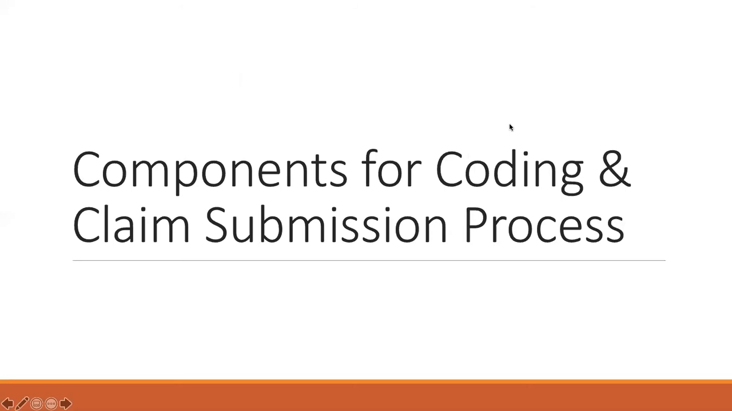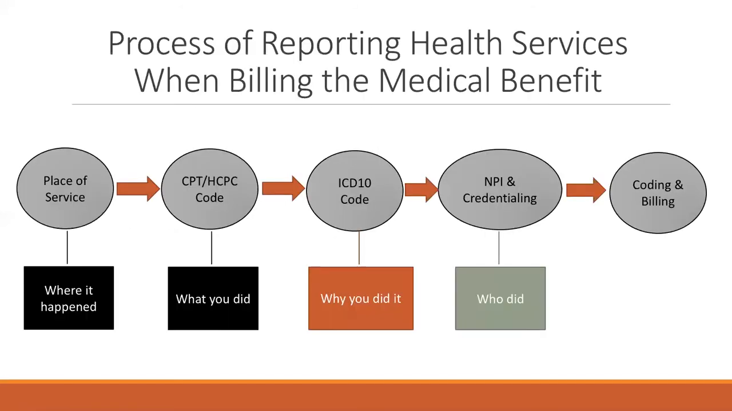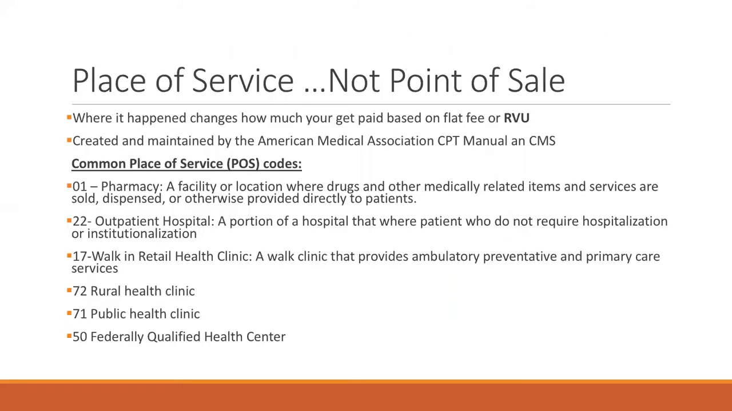We're going to start off the first hour here with the components for coding and claim submission. And this right here is what we want you to go back to when you're looking at the overall process of reporting healthcare services provided. And this is when you were billing a medical benefit. And we're going to start off with the place of service, which is where the service happened, because this actually defines both the code sets that you're using and, in many cases, will define the amount of reimbursement you're going to get. So when we say place of service, this is not the same as point of sale, but this is where the service itself was rendered.